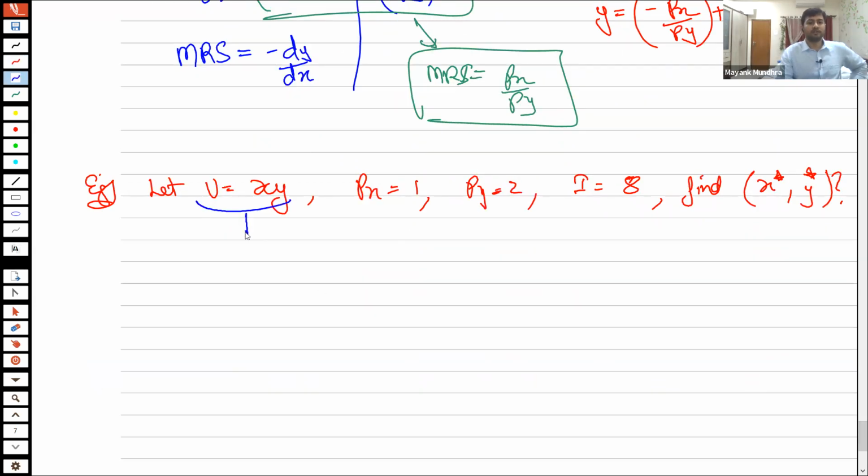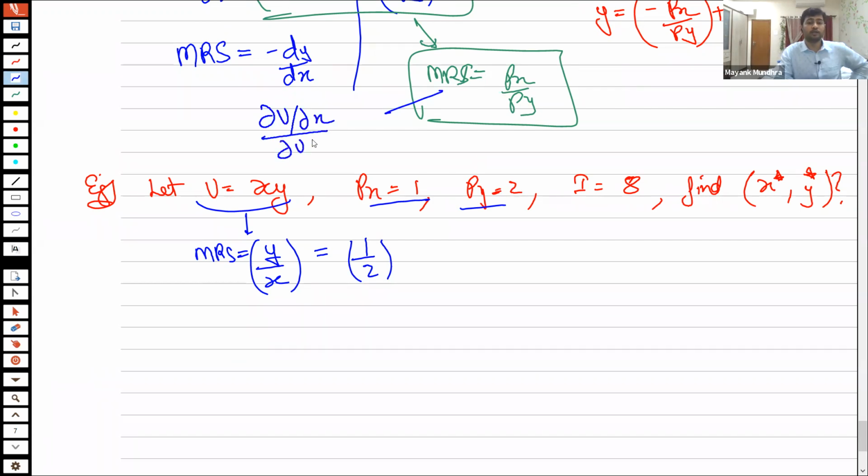So I know that for this utility function, MRS, I've already calculated is y by x. So y by x should be equal to Px by Py. Remember that MRS should be equal to Px by Py. MRS is del u by del x upon del u by del y.